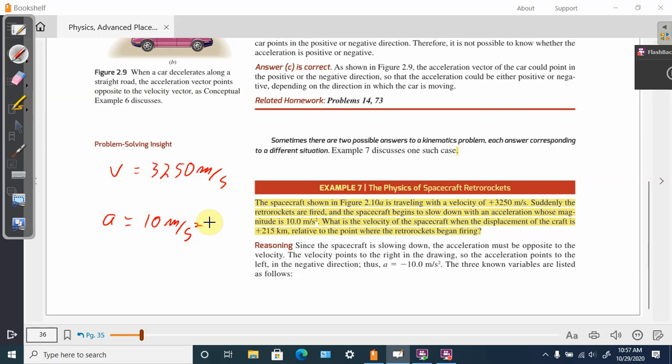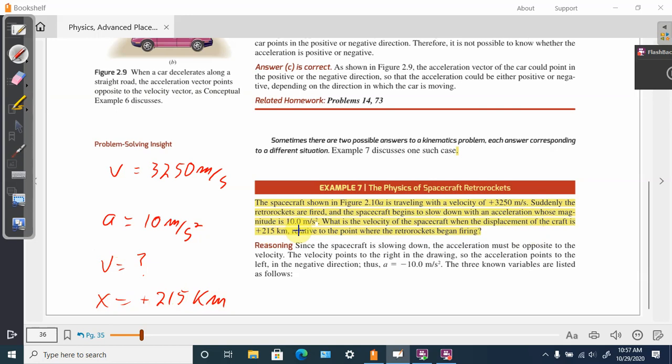And it wants to know the velocity when our displacement is, so displacement is x, remember, positive 215 kilometers. Now remember, kilometer meaning 215,000 meters.